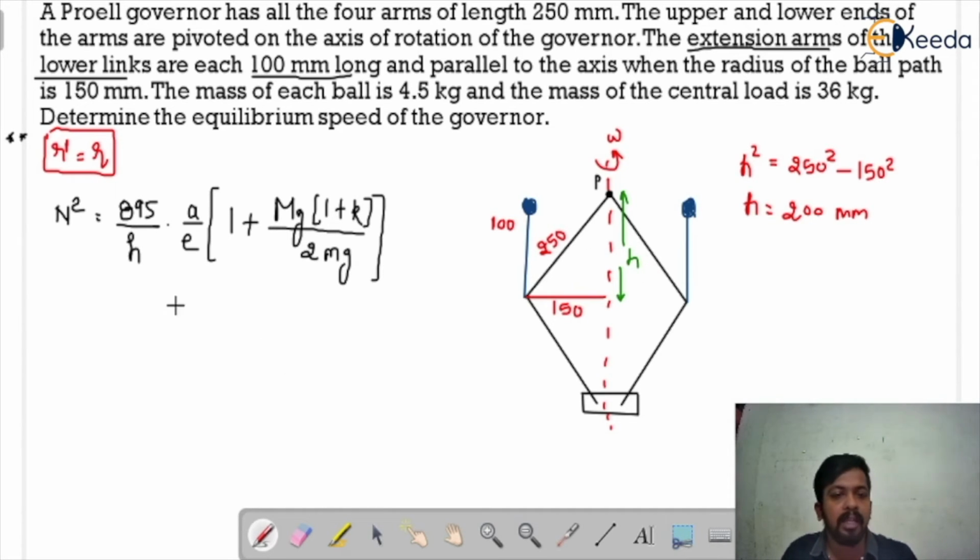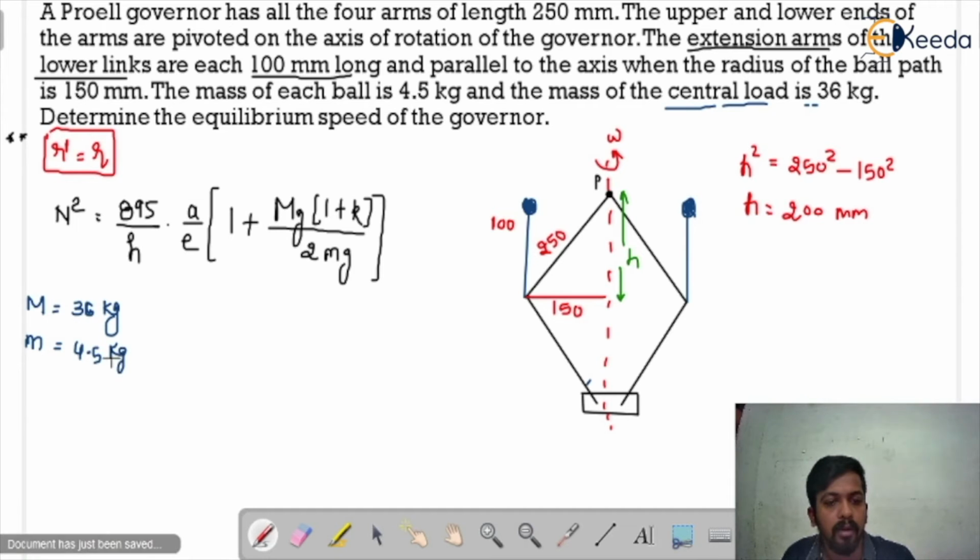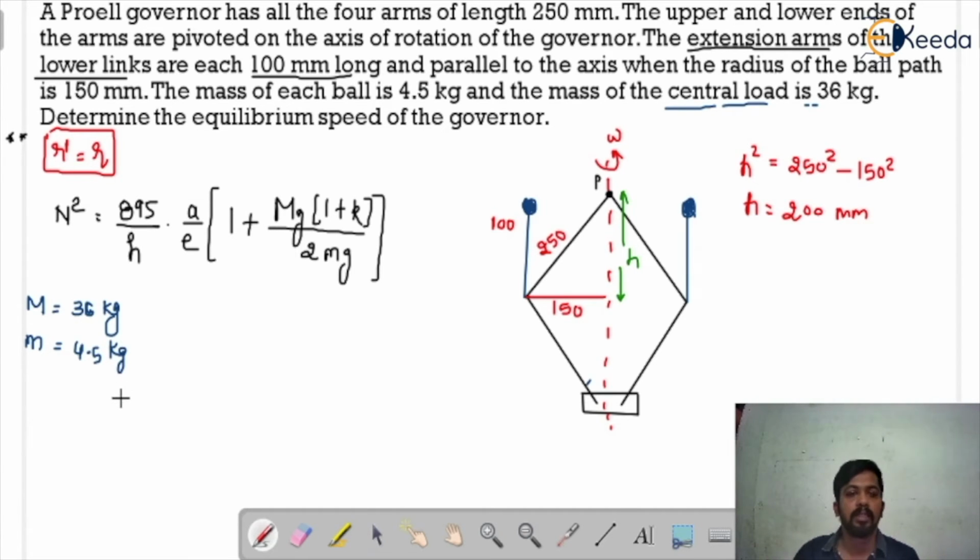Now what we have to find out is the mass of the sleeve. In the question, the mass of the central load is 36 kilogram. That is the mass of the sleeve, because here there is a central load. Now what is the mass of each ball? Both the balls have the same mass, that means 4.5 kilogram. Now we have to find out A and E also.